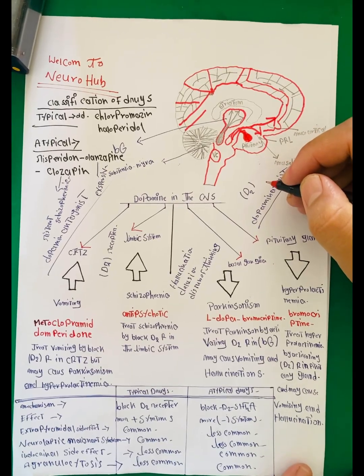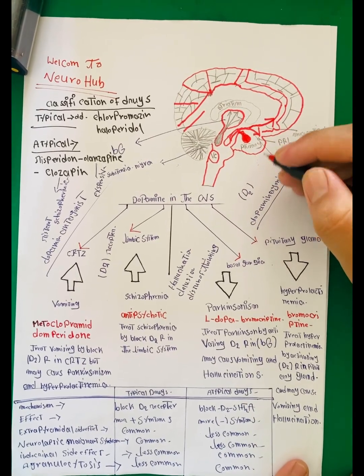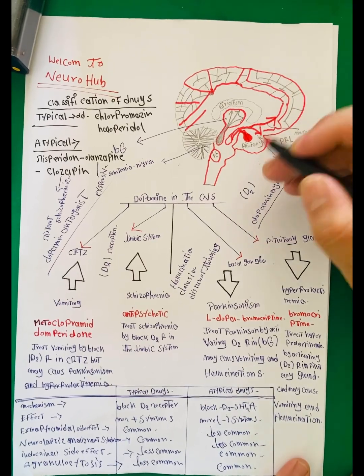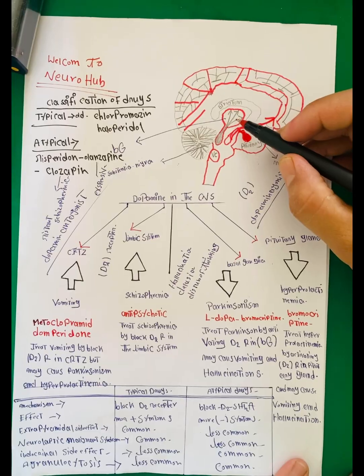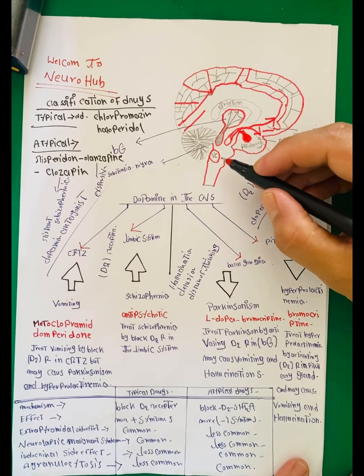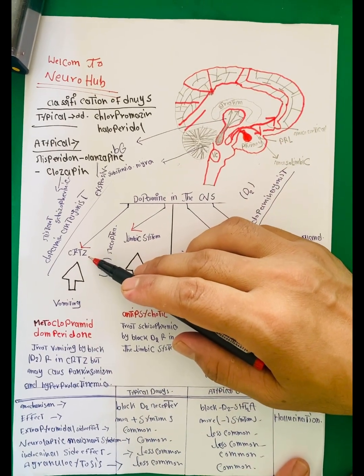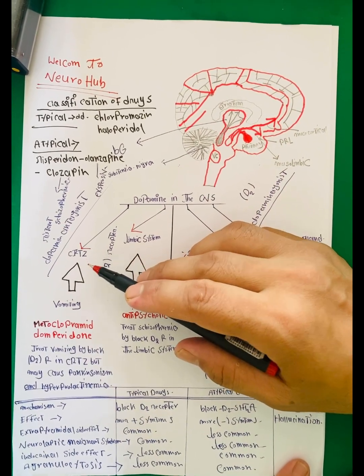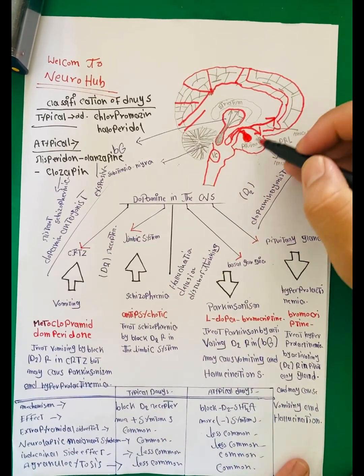So this D2 receptor you can find in many areas, and we don't have any selective medications that we can block only in the vomiting center, or only in the nigrostriatal pathway, or only in the pituitary gland. So if you give a medication for the vomiting center, which is called the CRTZ, which stands for chemoreceptor trigger zone, it's affecting all those areas.